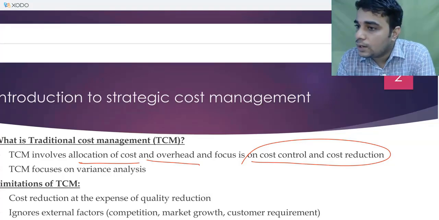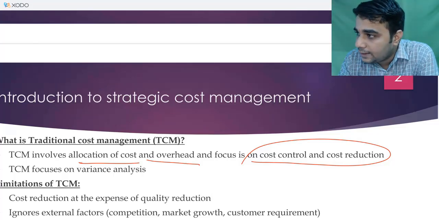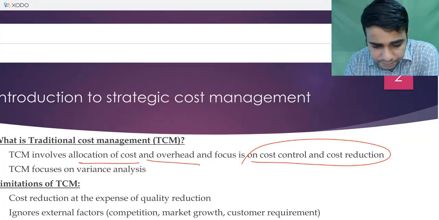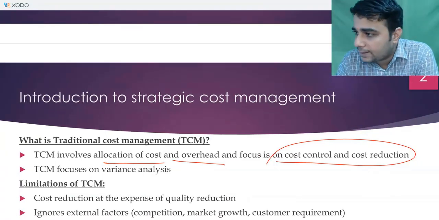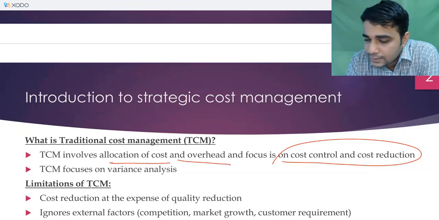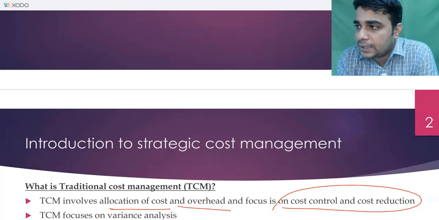TCM focuses more on variance analysis. What is variance analysis? It is comparing the actual cost with the standard or budgeted cost, understanding why there is a variation and trying to take some corrective action. This approach is not going to help in the practical world. So there are a lot of limitations of the TCM approach. Any idea what the limitations of TCM can be?